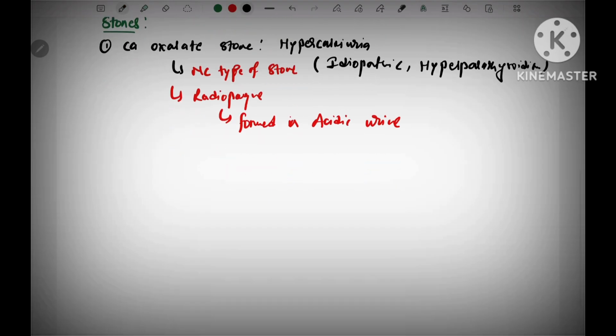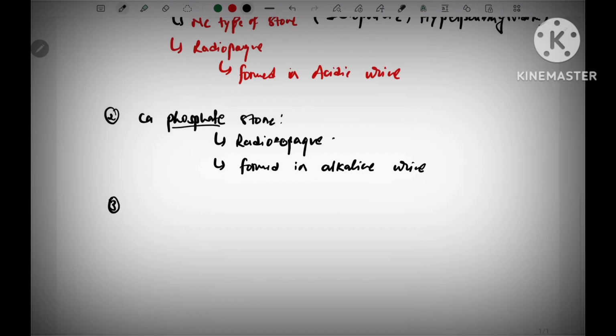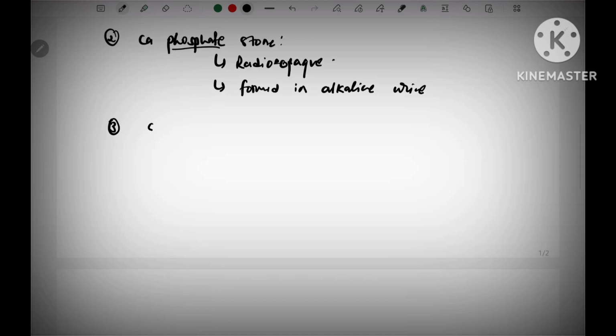Now the second type of stone is the calcium phosphate stone. Is it radiolucent? No, radiolucent is only the pure uric acid stone, but the calcium phosphate stone is also radiopaque. And what is the difference between calcium oxalate and calcium phosphate? It is formed in alkaline urine. Now the third stone is the struvite stone.